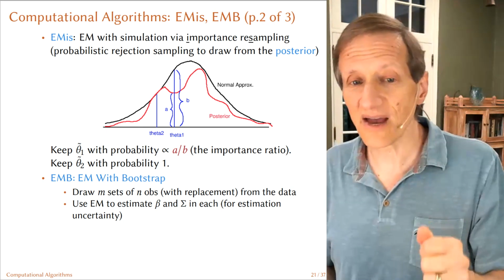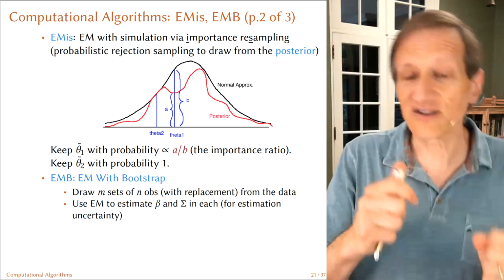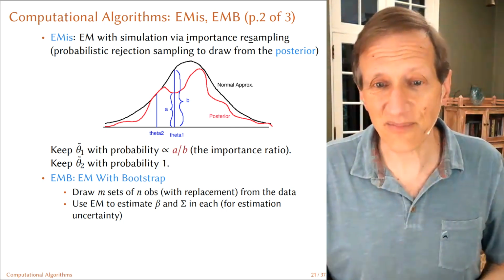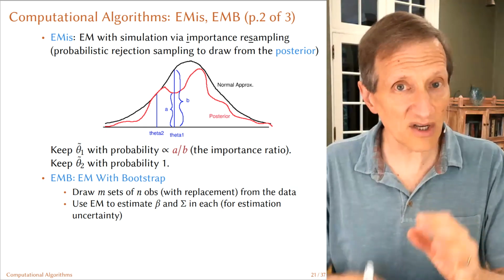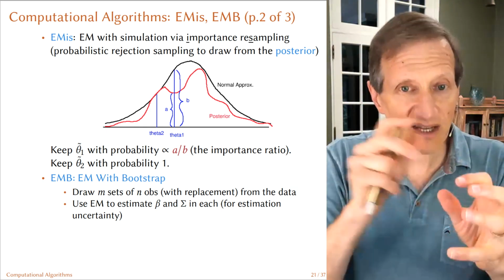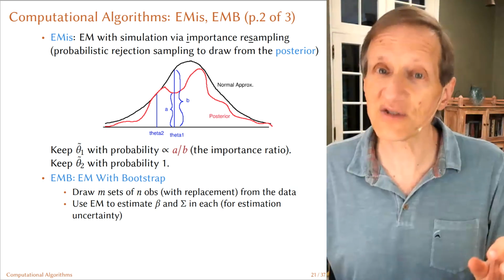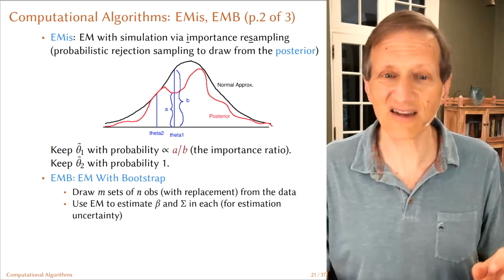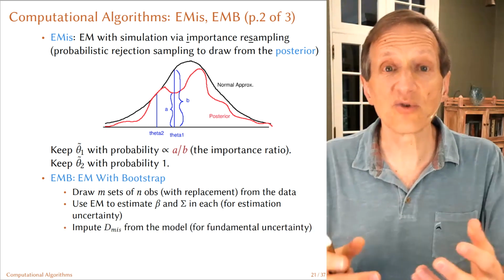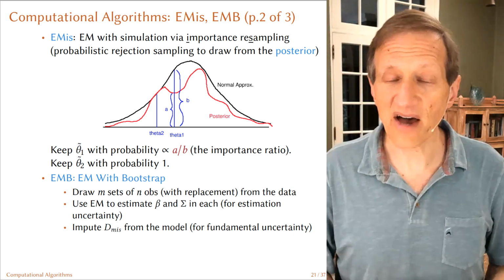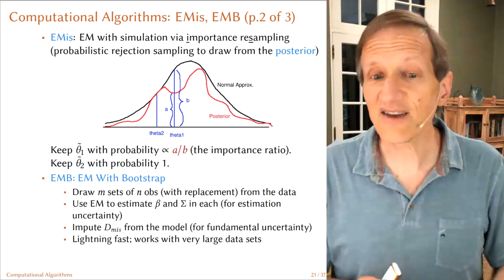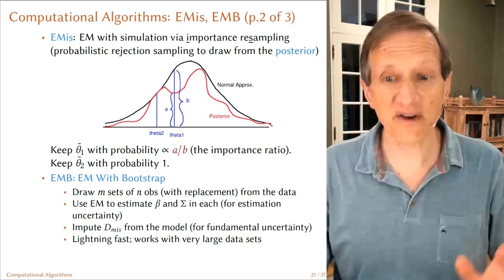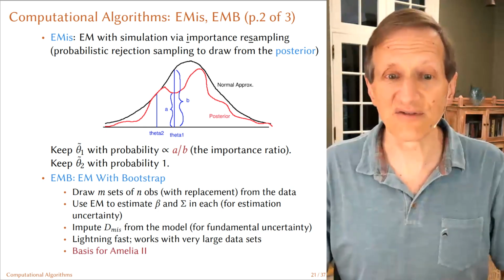So we're going to use EM to estimate beta and sigma, or mu and sigma, to get beta in each one. That'll give us estimation uncertainty because we have an estimate in each one, and we have the variance across the bootstrap samples in the estimates. We're then going to impute dmiss from the model, which gives us fundamental uncertainty. This is lightning fast. It works with very, very large data sets, so it really solves a lot of problems.